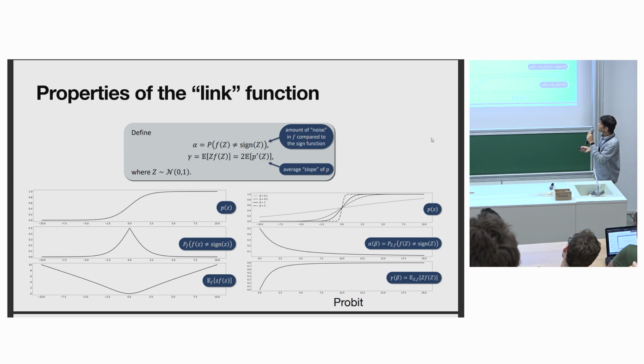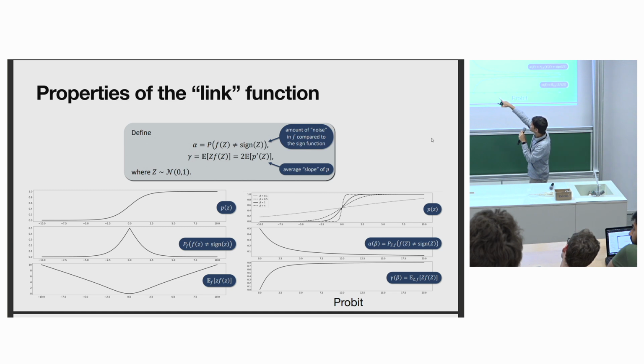There are a couple of properties of the link function that come into the picture in our result. One property is the amount of noise: the probability that the random function f(z) is not equal to sign(z), that is, how far it is from being a halfspace, how non-separable it is. For logistic regression that was p(z). Conditioned on z, this is the curve, and you integrate it to get something like alpha. You can calculate this out.